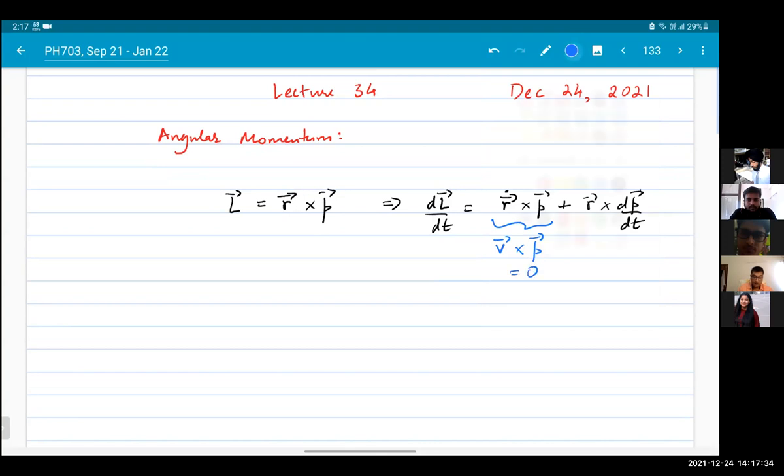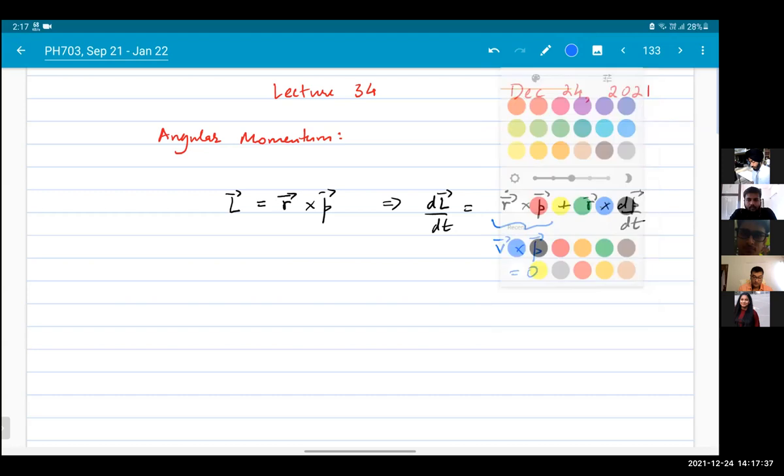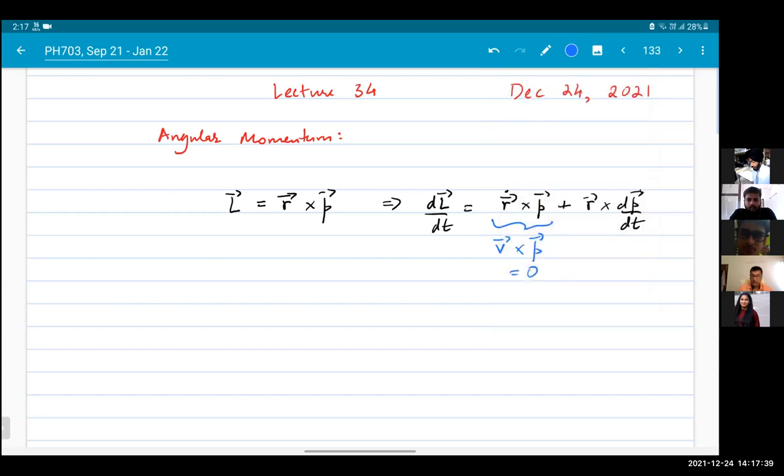And what about the remaining portion? This one is R cross dP by dt, right? And what is dP by dt? We know that is the external force on the system by Newton's second law. So if the external force is zero, then what this tells us is that dL by dt is zero, which means that L is conserved.